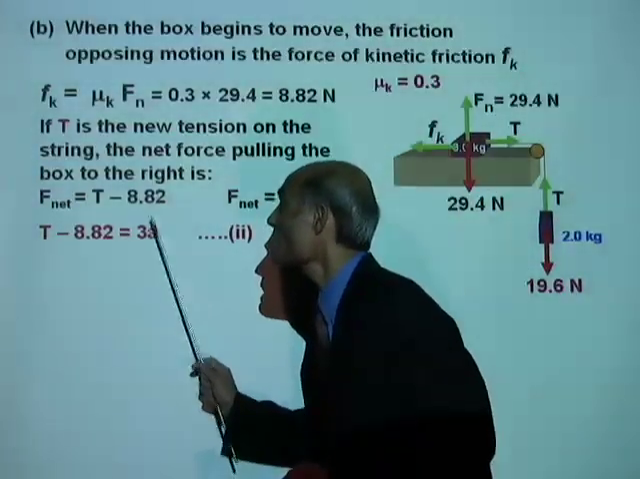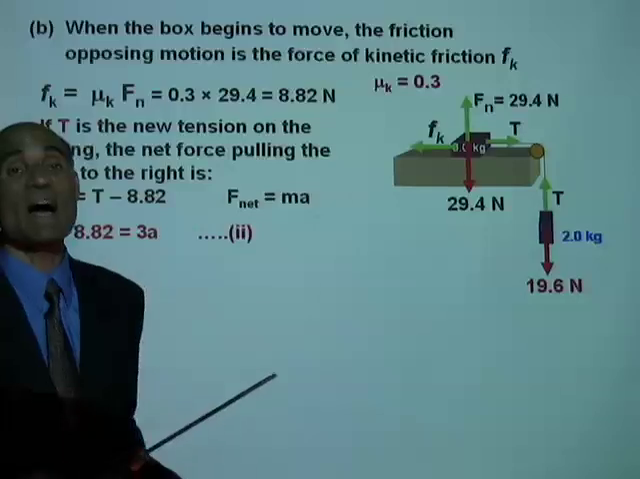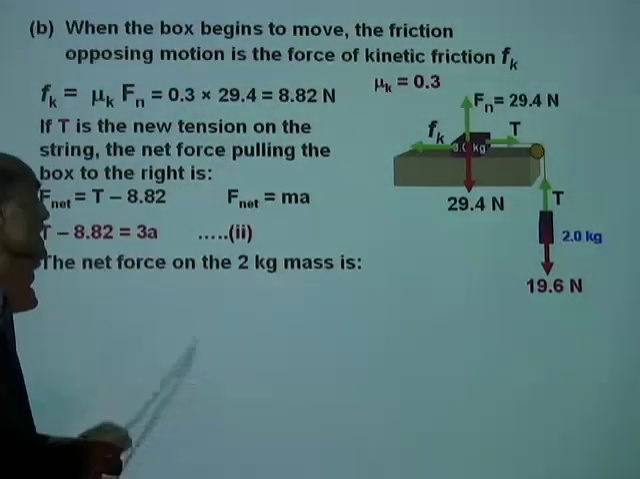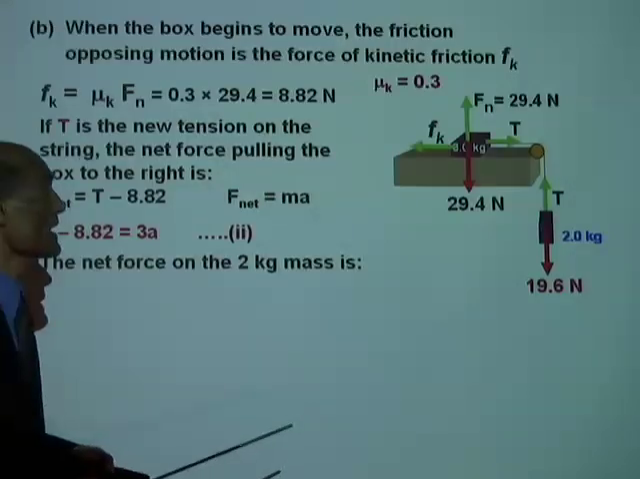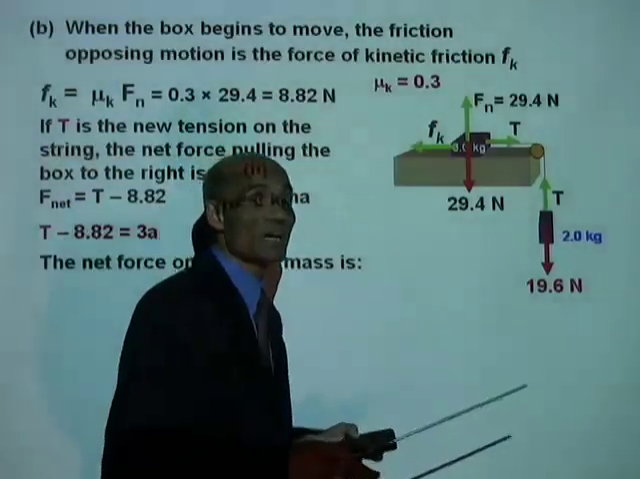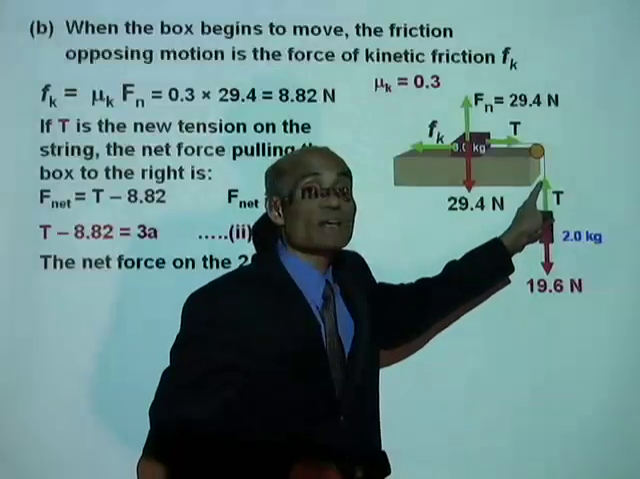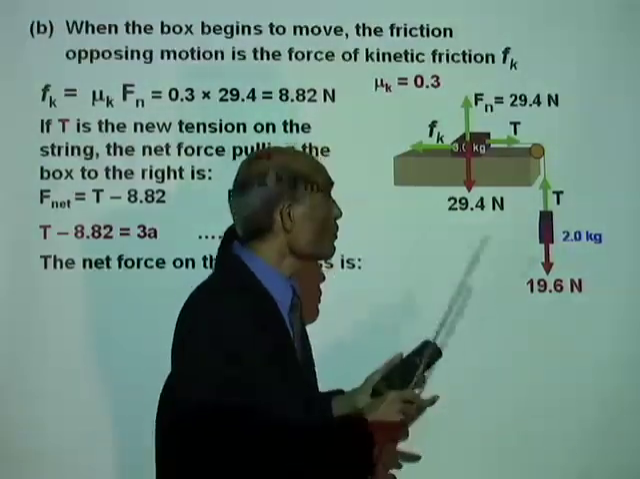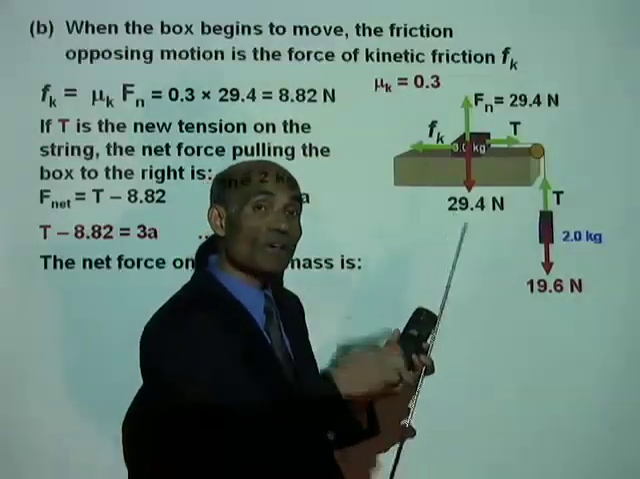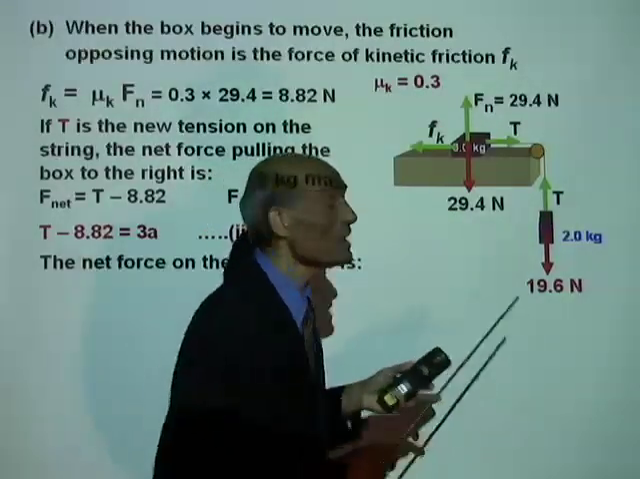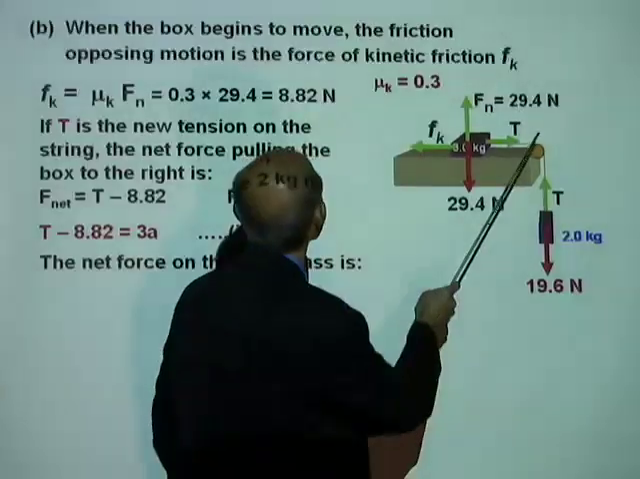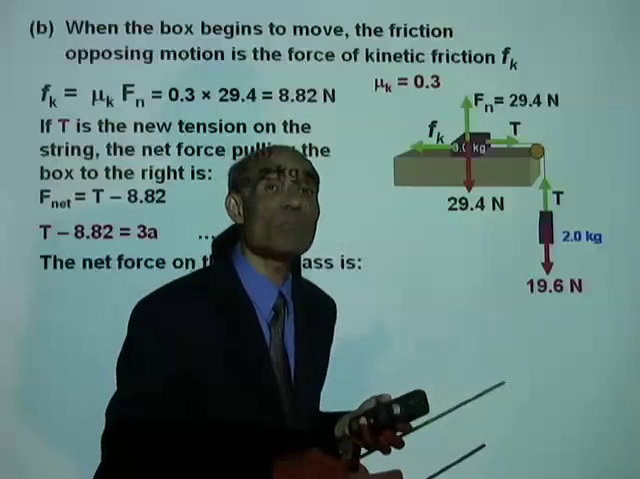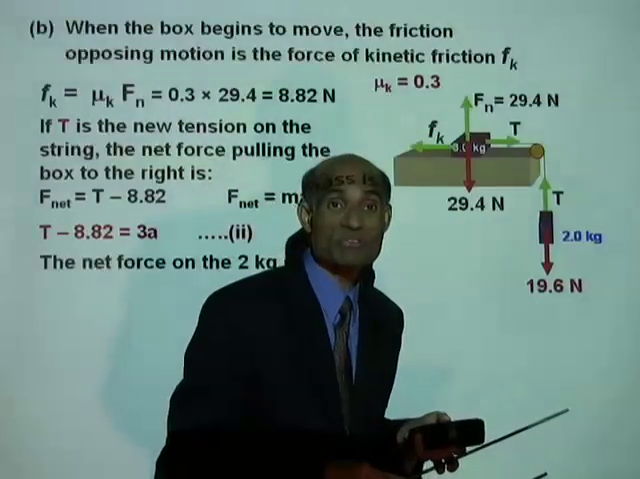And we need to calculate the acceleration and the tension on the string. Now, what is the net force now on the 2 kilogram? You notice that the tension on the string is not the same as the tension in the previous case, because when the system begins to move, the forces have changed. Therefore, the tension force will change. So we cannot use this T to be equal to the one which we solved in part A. The tension T will be different.